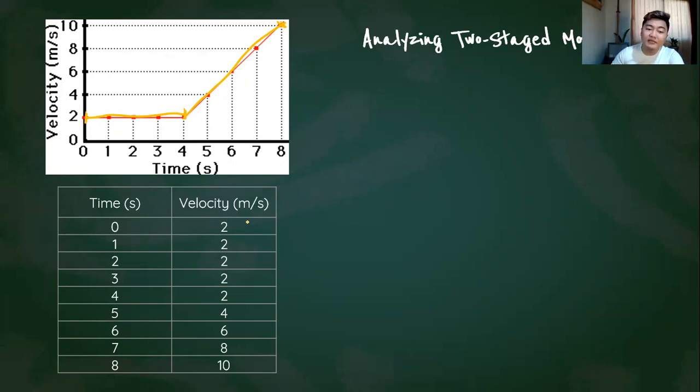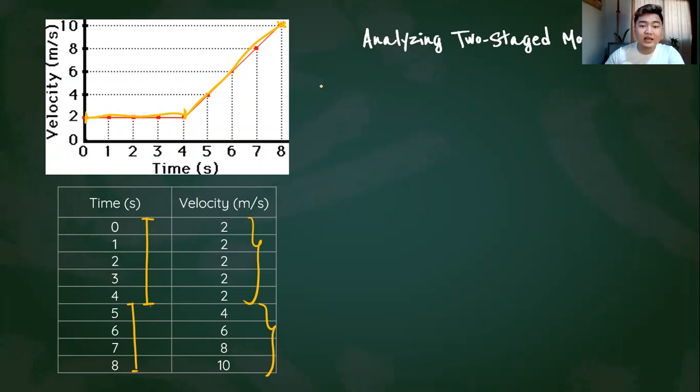And if you look at our table of values from 0 seconds until 4 seconds, the velocity is the same at 2 meters per second. Then after the 4th second, you can see here, it started changing. The velocities are now increasing. So how do we solve for the acceleration here? Of course, you just need to solve for the slope.